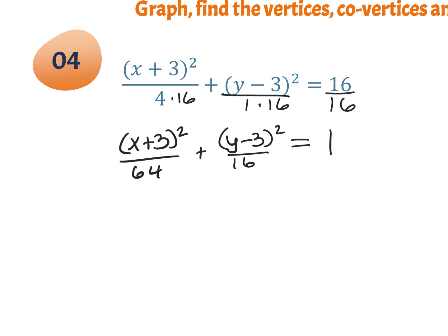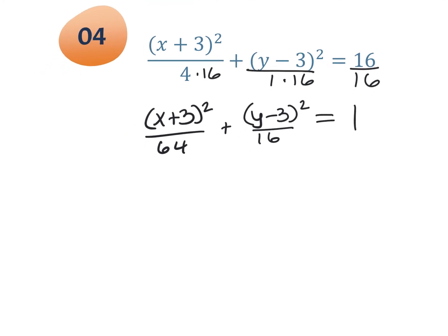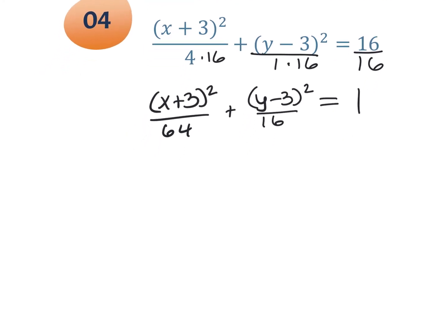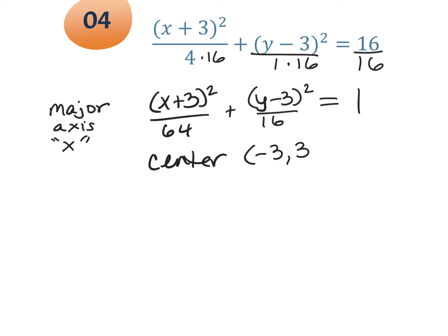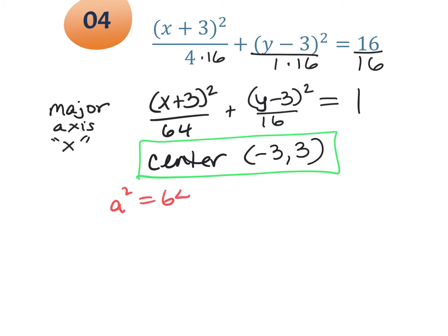I can see that my major axis, or my larger number, is under the x squared. So my major axis is the x-axis. I can see that my center point, I'm going to pull it out as backwards, so my center is at -3, +3. My a squared is the bigger number, it's the 64. My b squared is the smaller one.